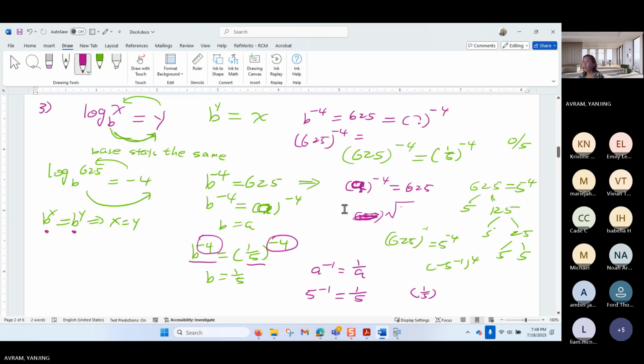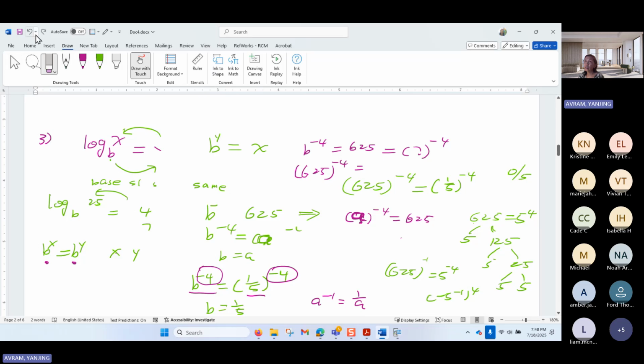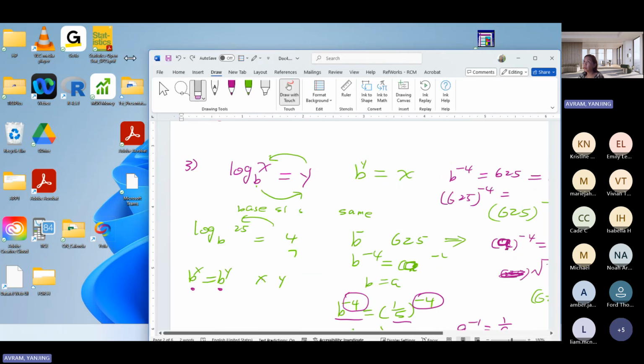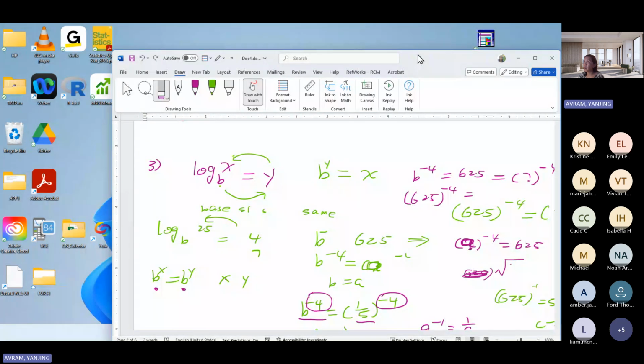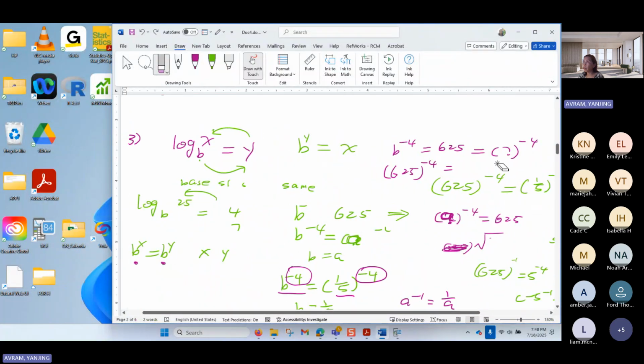So this one is telling you not to use the calculator, because you have to change this into an exponential equation first in order to find b. Any questions about this one? I would rather use this as a discussion than just me talking. If you have any questions or a better way, don't hesitate to jump in.